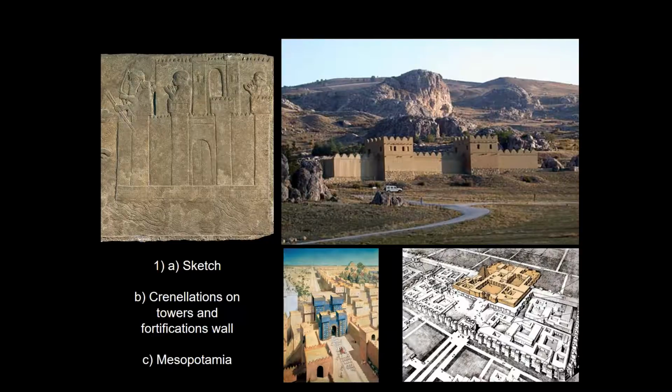So, on your piece of paper, I'd like you to make a quick sketch under the first column of how these fortification walls look with the towers. Then in the second column, I want you to write the word crenellation, and you understand that refers to this entire upper area of the wall.